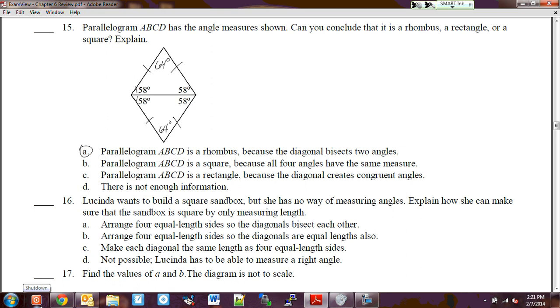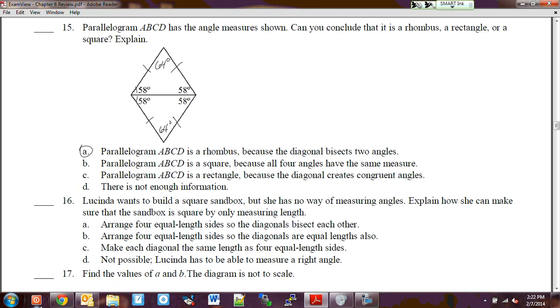All right, 16. Lucinda wants to build a square sandbox, but she has no way of measuring angles. Explain how she can make sure that the sandbox is a square by only measuring length. Well, what do we know about a square? We know that a square has 4 equal sides. We also know in a square that the diagonals are the same length. So if we measured all 4 sides and saw they were the same length, and then we measured the diagonals and saw that they were the same length as well, we would have a square.